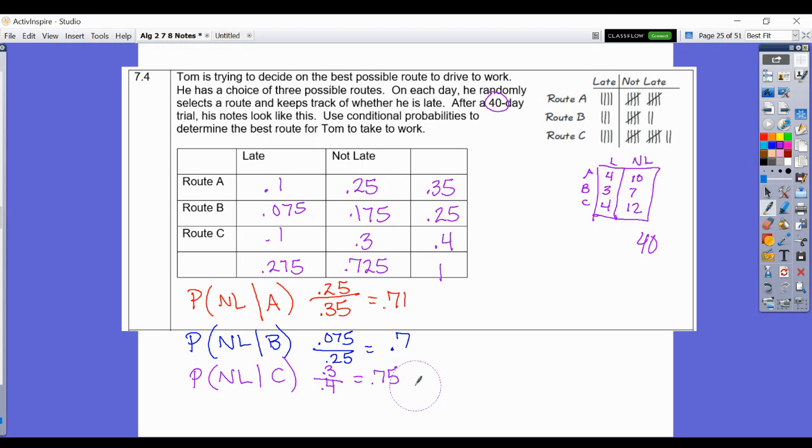So which route is the best? And that's what it's asking up here. So the best route would be route C. Is on time more of the time because they're not late. You could also, if you're late, what's the probability that you were on route A? So that would be A given not late or late. So there's lots of different questions you could ask, but that is the end of 7.4. So this lesson is not super long, but there's a lot of computation. So have those calculators ready.